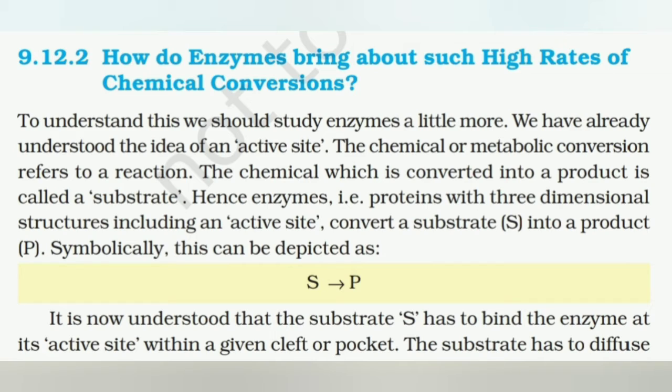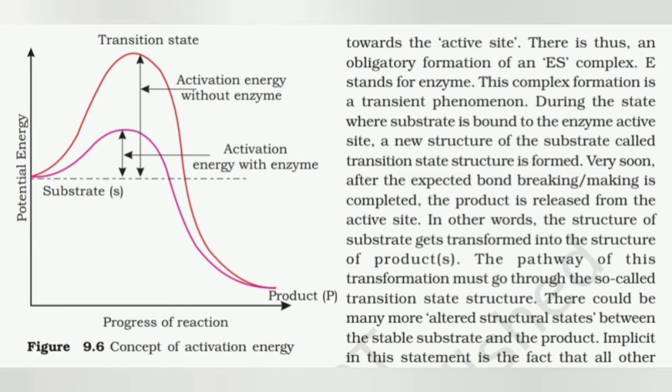It is now understood that substrate S has to bind with the enzyme at its active site within the given cleft or pocket. The substrate has to diffuse towards the active site. There is thus an obligatory formation of an ES complex. E stands for enzyme, S for substrate. This complex is a transient phenomenon.